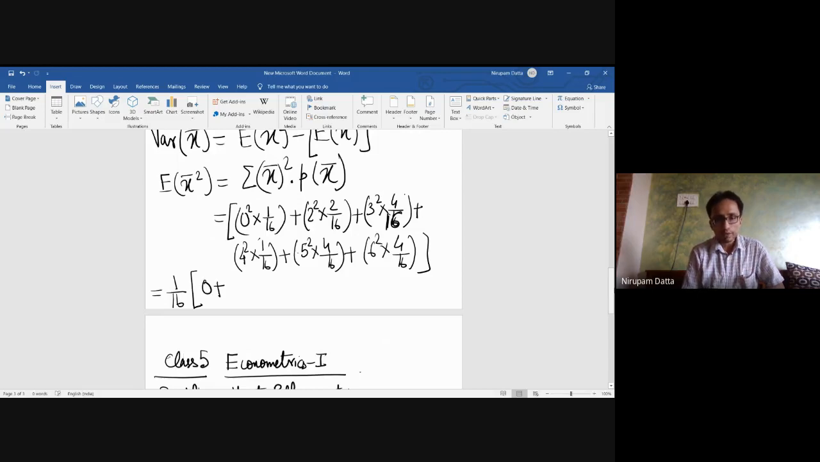So 0. 2 square is what? 4. 4 into 2 is what? 8. Plus 3 square is how much? 9. 9 into 4, 36. Plus 4 square, 16 into 1, 16. Plus 5 square is how much? 25. 25 into 4, 100. Plus 6 square how much? 36. 36 into 4, 144.